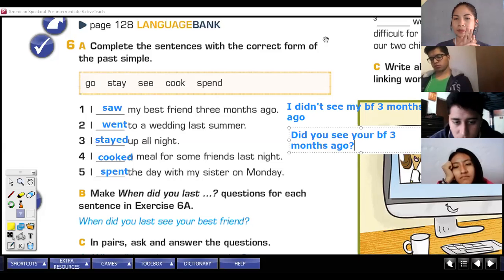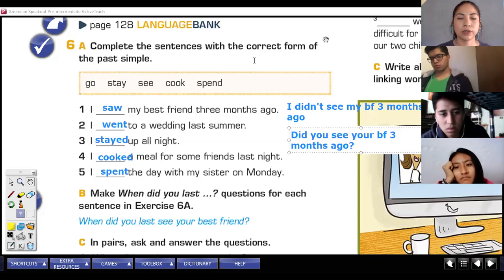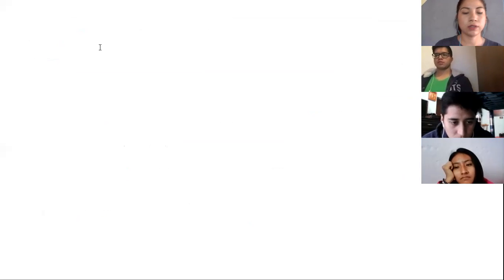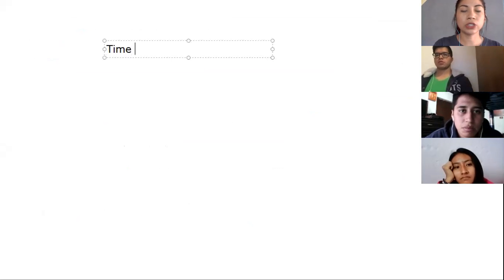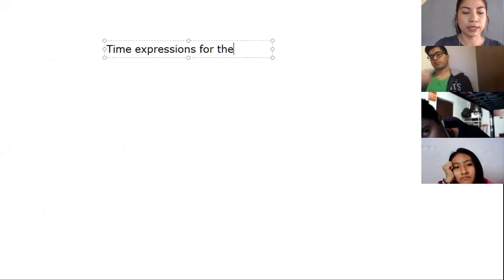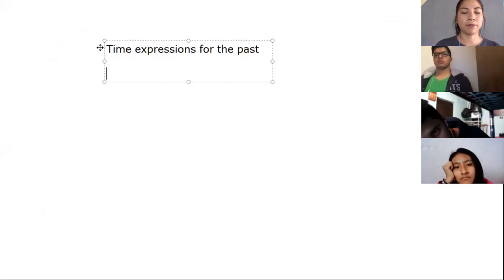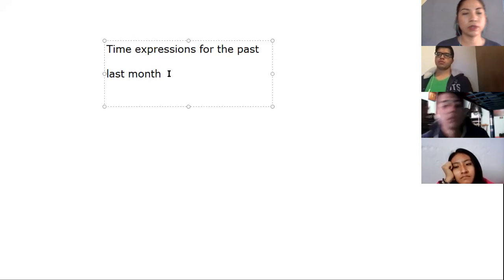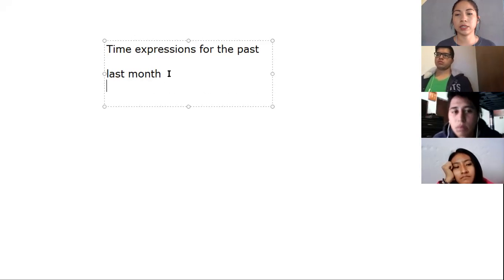3 months ago. Estas son time expressions for the past. Eso necesito que lo tengan muy claro porque después vamos a contrastarlo. ¿Cuándo se utiliza pasado simple? Ok. For actions that are over. Time expressions for the past. We have last month. Eso ya terminó. Last month. ¿Ok? ¿Qué otra expresión utilizan en pasado completamente?